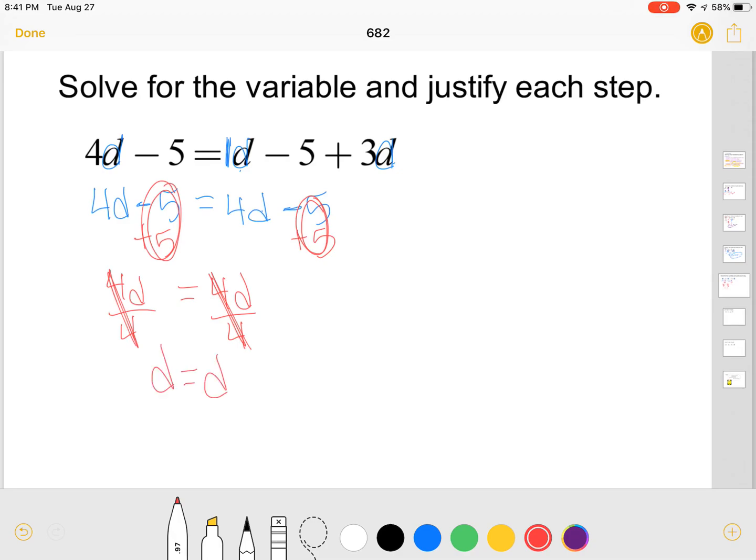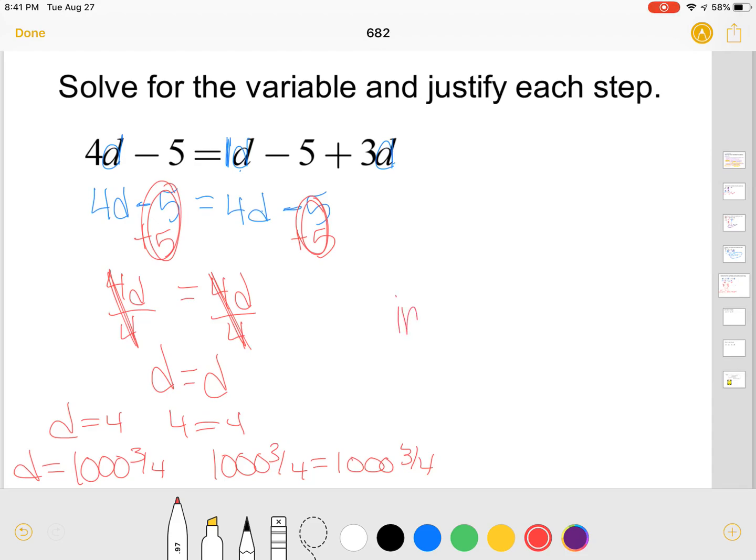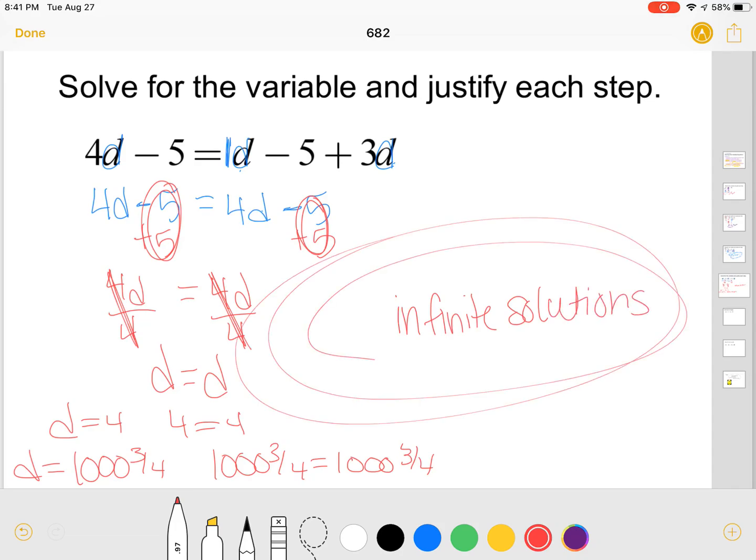Well, that's always going to be true no matter what we plug in for D. So we could plug any number in the world into here. D could equal 4, and 4 would be equal to 4. D could equal 1,003/4, and 1,003/4 would be equal to 1,003/4. So we could pick any number we wanted. Since we can pick any number we want, we have infinite solutions. So that would be our final answer, infinite solutions right here.